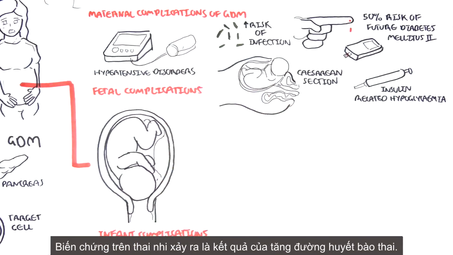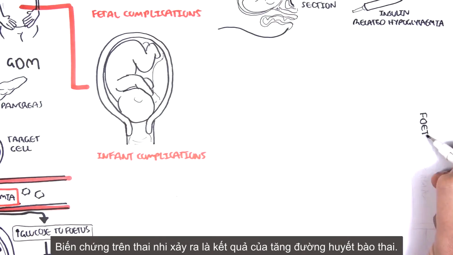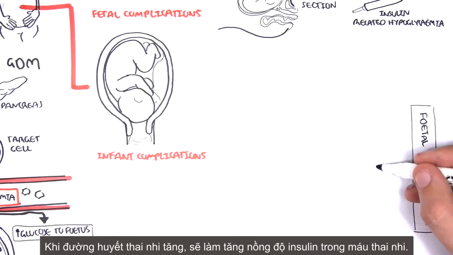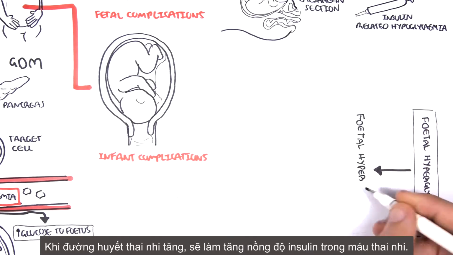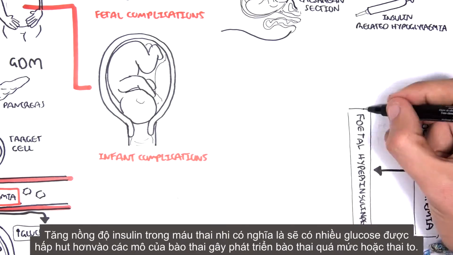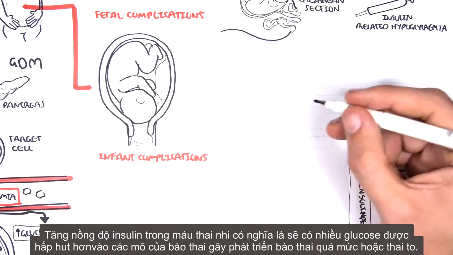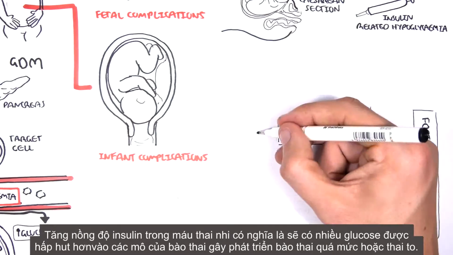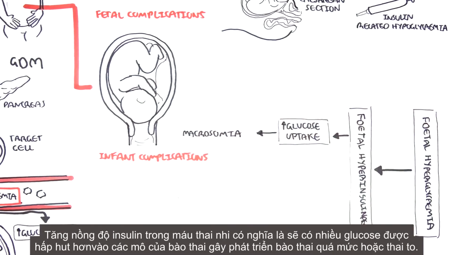Fetal complications occur as a consequence of fetal hyperglycemia. With fetal hyperglycemia, you get fetal hyperinsulinemia. Fetal hyperinsulinemia means that there will be more glucose uptake by fetal tissues, causing macrosomia, or a big baby.